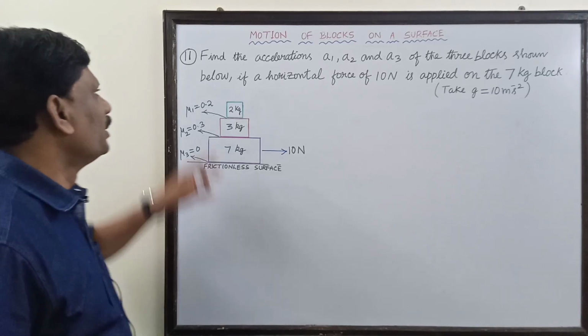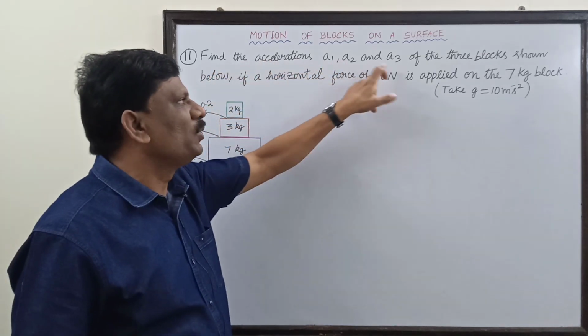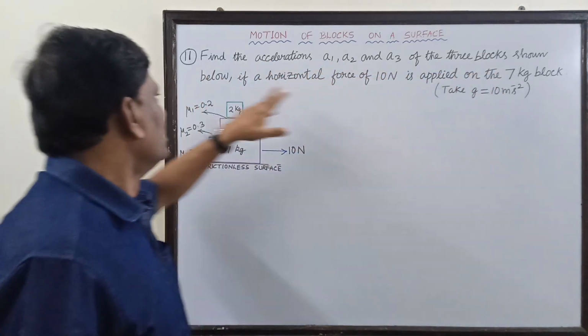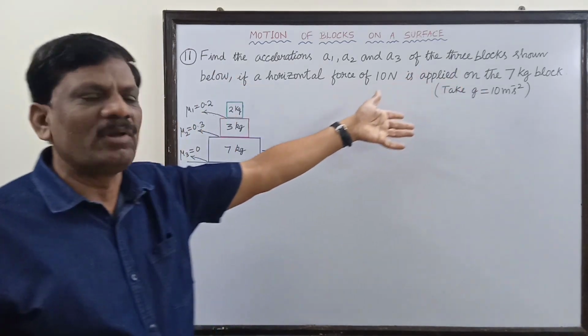Hi students, problem number 11. Find the accelerations A1, A2 and A3 of the three blocks shown below if a horizontal force of 10 Newton is applied on the 7 kg block.